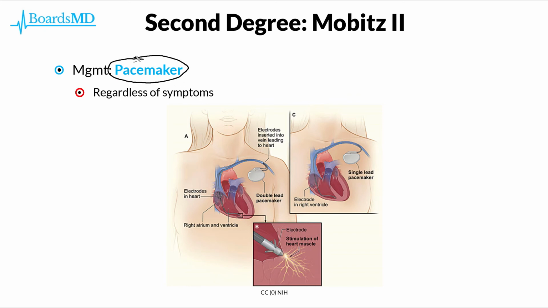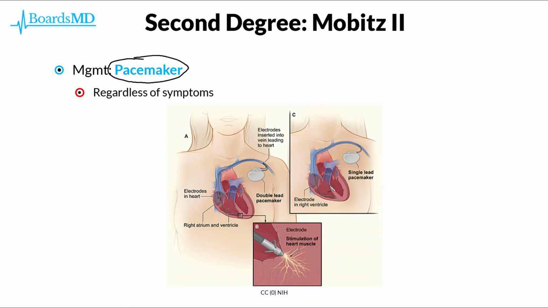This can be achieved via a double lead pacemaker, as pictured here, with leads in both the right atrium and the right ventricle, or we can use a single lead pacemaker with a single lead present in the right ventricle. And therefore this distinction that in Mobitz Type 1, generally we are not going to need to perform any intervention, whereas in Mobitz Type 2, we are going to need to put in a pacemaker, is an extremely important distinction to keep in mind.